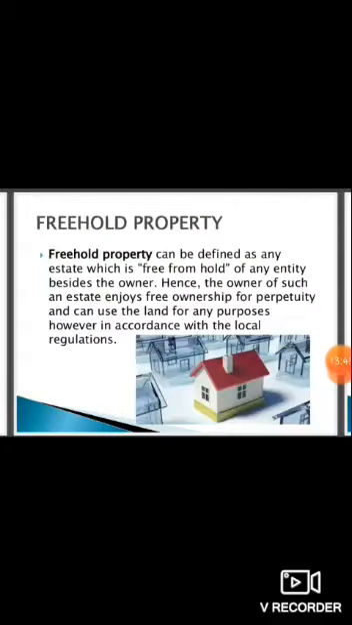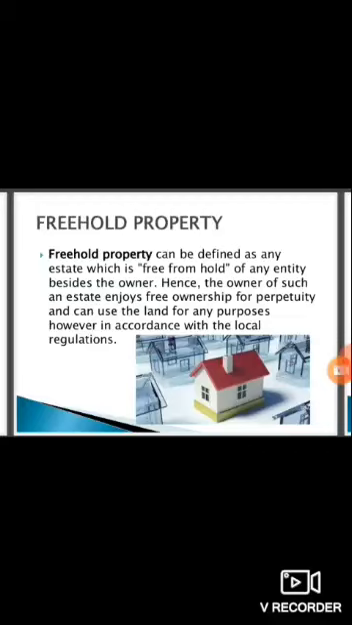So freehold property can be defined as any estate which is free from hold of any entity besides the owner. Hence, the owner of such estates enjoys free ownership in perpetuity and can use the land for any purpose, however, in accordance with the local regulations. So, if he owns the property, he can use it for any purposes with the local government permission. So this is the advantage of freehold property.